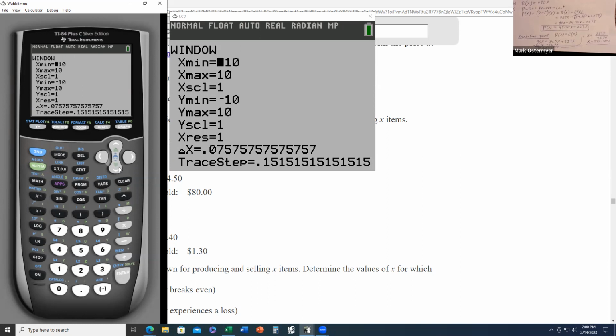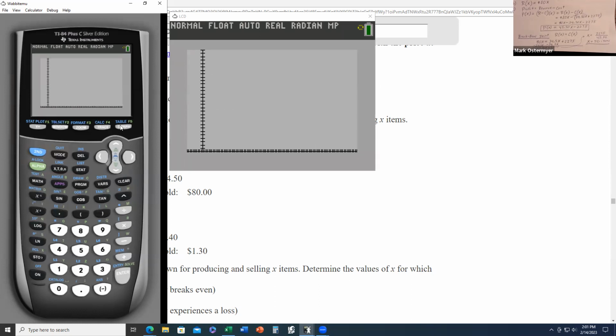I'm going to go further out on my x-axis. I'm going to go out to 100 on my x-axis. And my y-axis, I'm going to go up to about 3,000. I'm going to space my tick marks on my y-axis, not just 1 unit apart, but I'm going to space them like 100 units apart too. So I'm going to go with this scaling here. Hit graph now, and let's see what we can see.